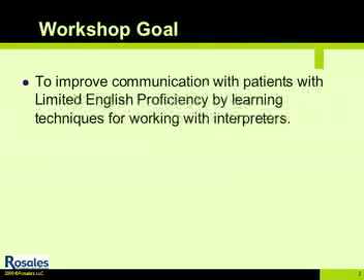The goal of this workshop can be simply stated: to improve communication with patients with limited English proficiency by learning techniques for working with interpreters. It is useful to stress that working with patients with limited English proficiency through an interpreter is a skill. This training will provide practical tips to help develop these skills.